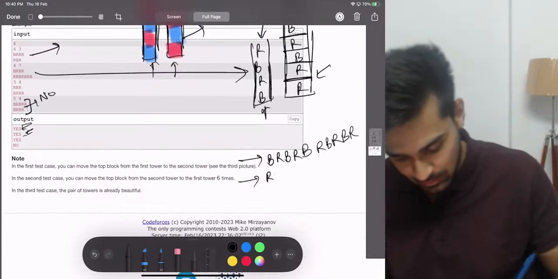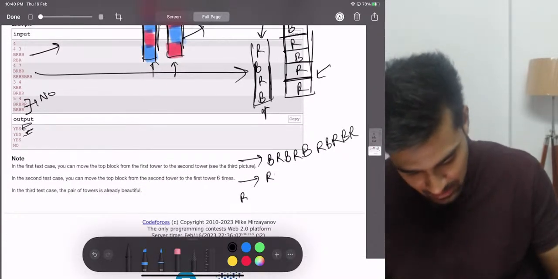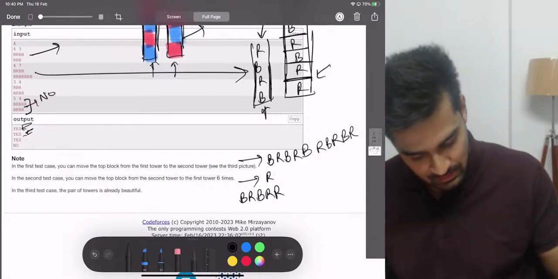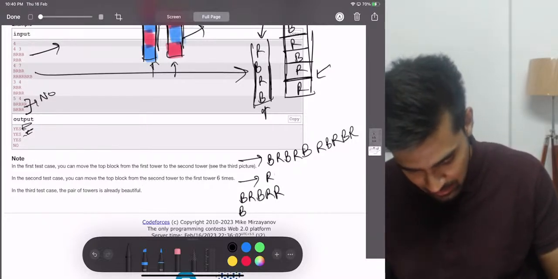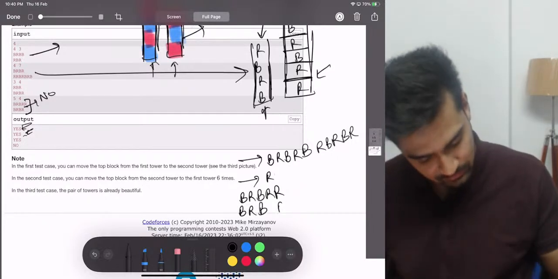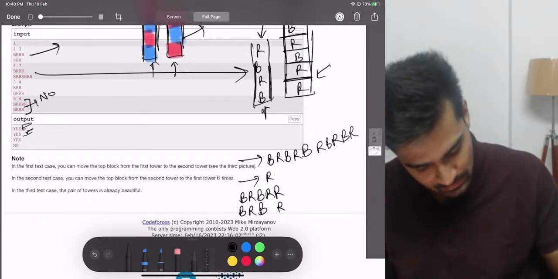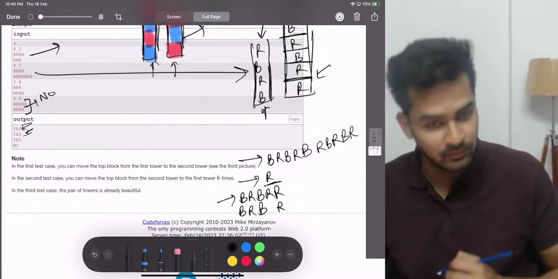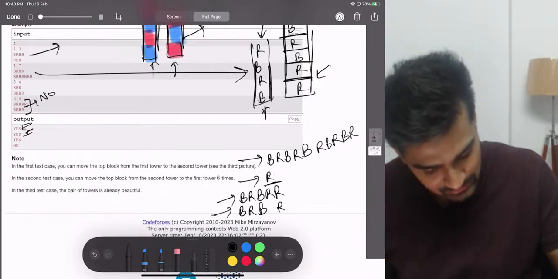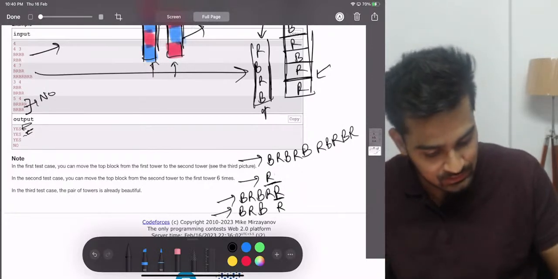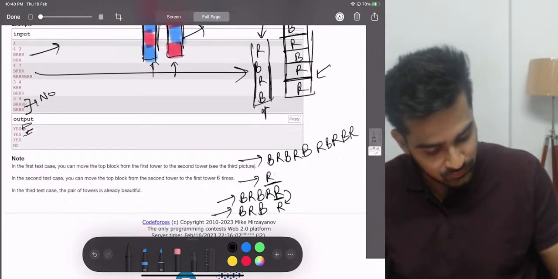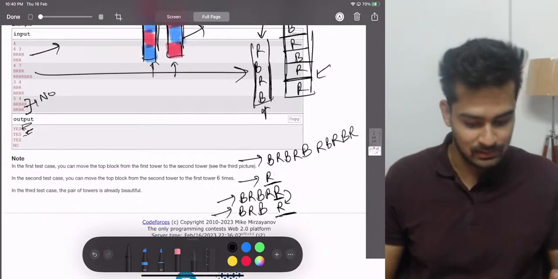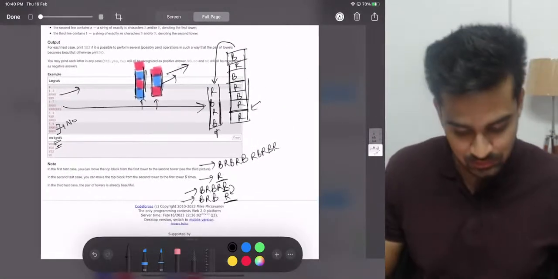Let's see why no. Okay, so if you see, we have what? B, R, B, R, R. And we have what? B, R, B, R. Now if you see, first one is not beautiful because it has two R's. Okay, but this is beautiful. Which means we need to take this R and place it somewhere else. But if we take this R and place it on the next one, this becomes non-beautiful. Therefore, there is no way to make both the towers beautiful. And that's it. Okay. Now, how do we really solve this problem?